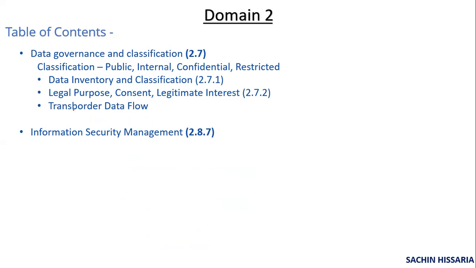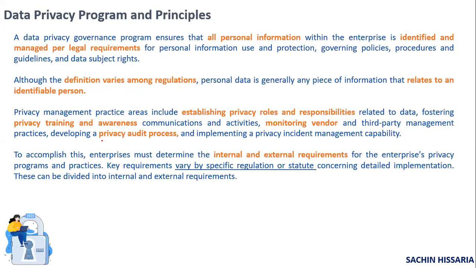Then legal purpose, consent, legitimate interest. In each data privacy law, there is some requirement related to consent and legal purpose, that data should be collected for a legal purpose only. It has to be in the legitimate interest. Then transborder data flow, and information security management. So these are the topics that have been added in domain 2, and now we will discuss each and every topic in detail.